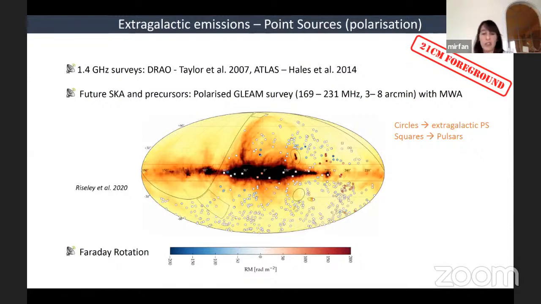These are the results from the GLEAM survey. They've got the region of the sky that they're observing, and they've identified these point sources. I think the lowest one is at 9 millijanskys. They've also color-coded them in terms of their Faraday rotation. So this is just to say you will have polarized point sources, they will be Faraday rotated, and they will be another problem that you have in a 21 centimeter intensity map.